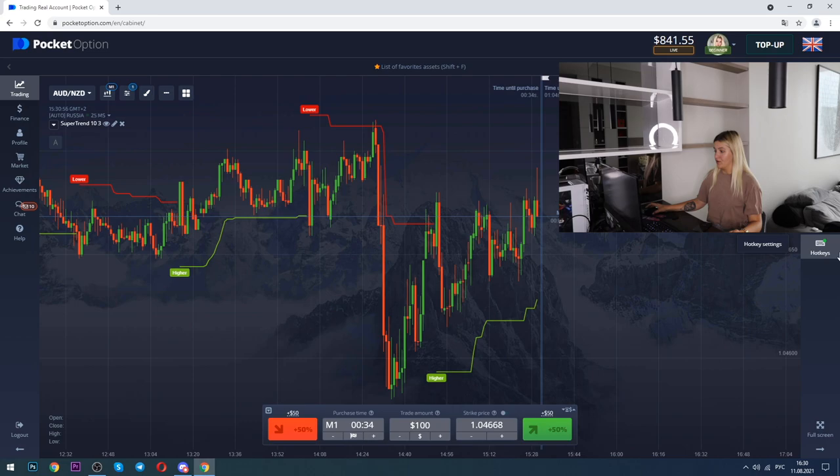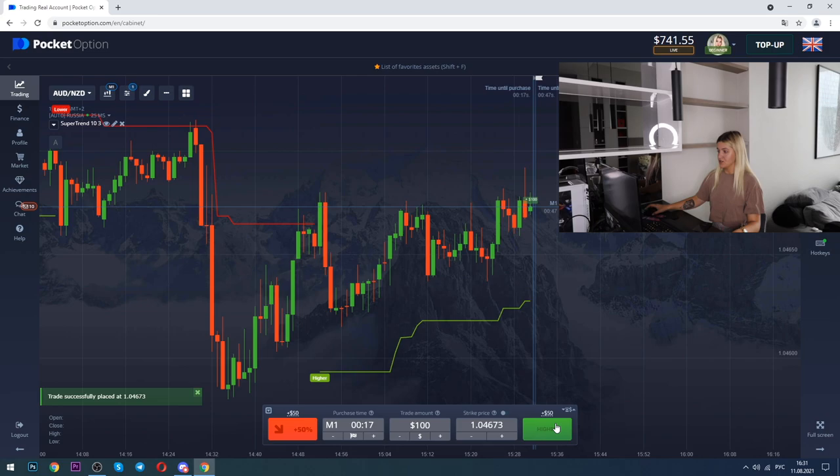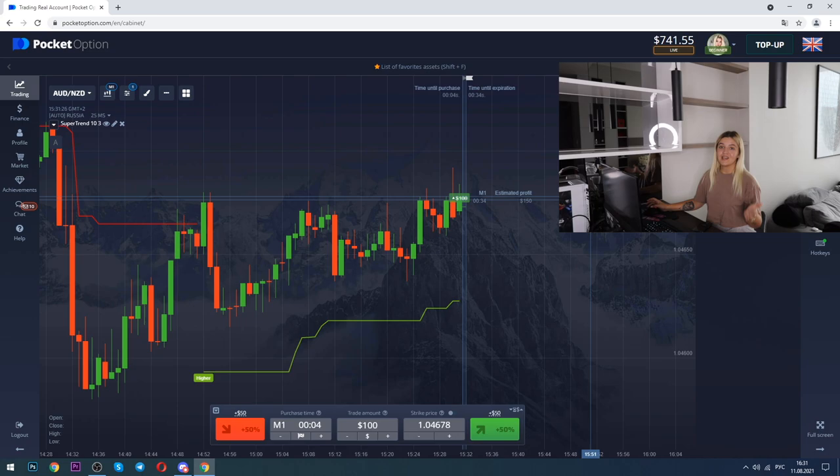And I'm gonna make trades on 1 minute time frame. Well, let's make a call option right here. I'm gonna make it on $100. So here we see the higher button, and as I can see, the graph grows up. So I think it's a good entry point. Let's wait for the end of our trade.